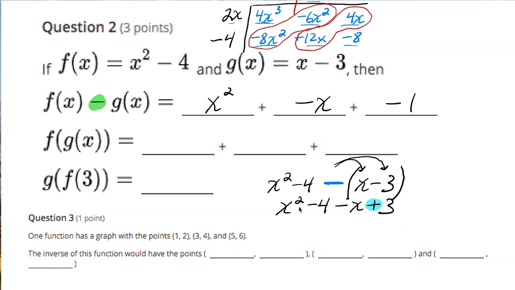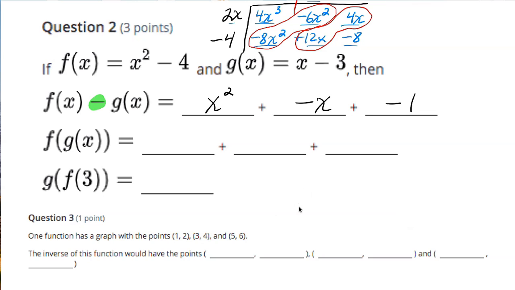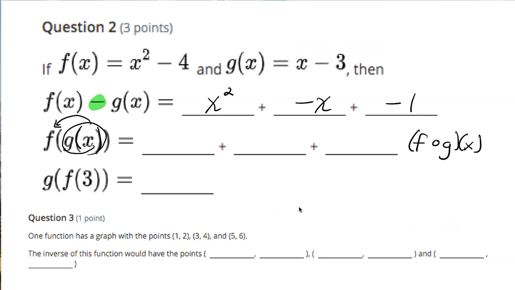Next, we're asked to do a composition of functions. Composition of functions is this notation, f of g of x. You could also see it written like this, f of g of x. With this composition of functions, we're going to take the g of x function and we're going to plug it into the f function. So if we take the g of x function, this one, we're going to plug it into this x right here. So get rid of that x and put x minus 3.